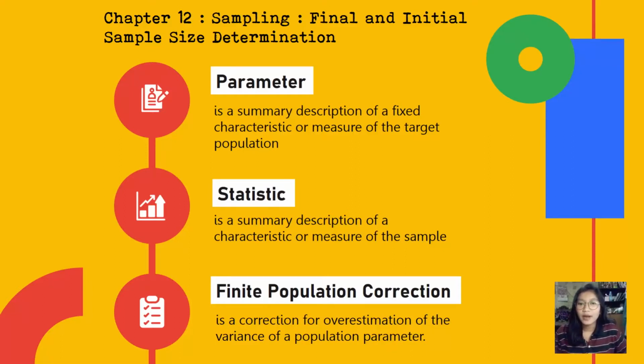Number 1. Parameter. A parameter is a summary description of a fixed characteristic or measure of the target population. Number 2. Statistic. A statistic is a summary description of a characteristic or measure of the sample. And 3. Finite population correction. Finite population correction is a correction for overestimation of the variance of a population parameter.